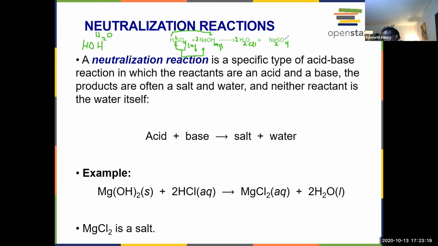Is that going to be soluble, or is that going to be a solid? I mean, is it going to be a precipitate, or is it going to be soluble? Insoluble or soluble? Soluble? It's going to be soluble, so we're going to put aqueous around it.